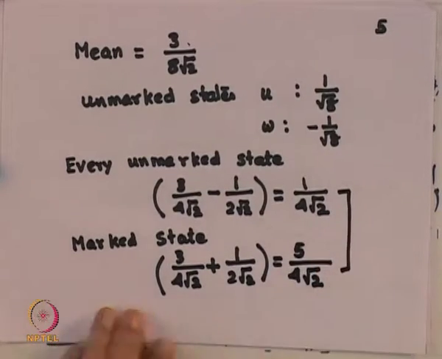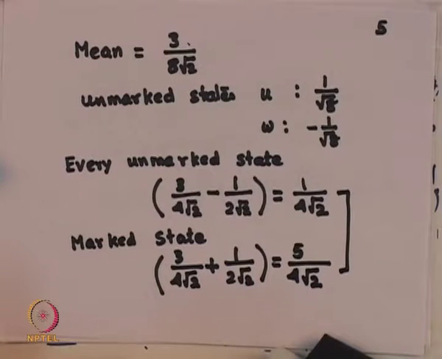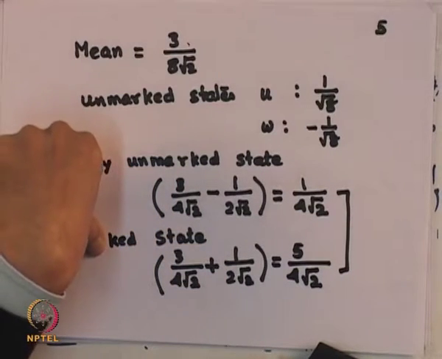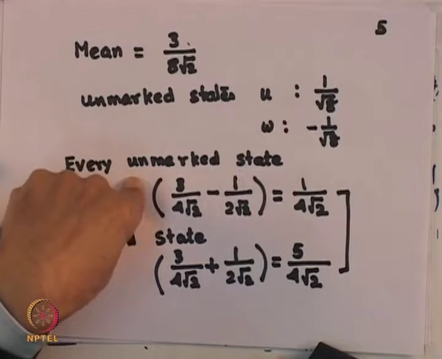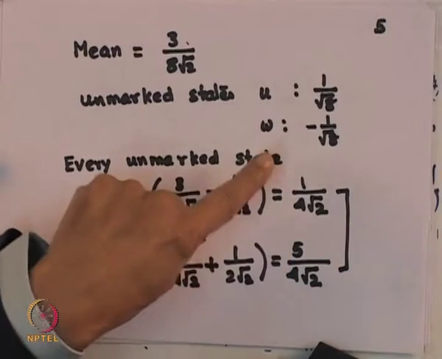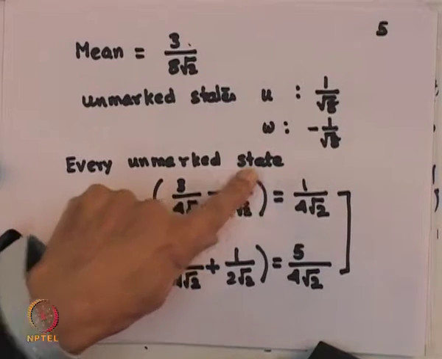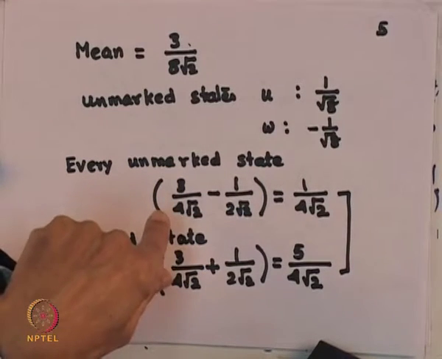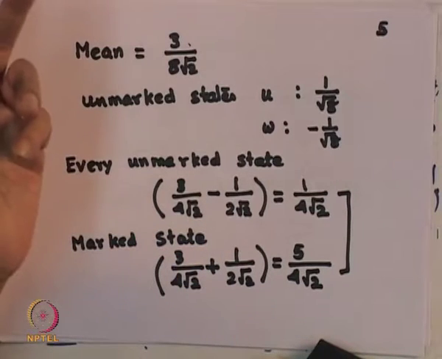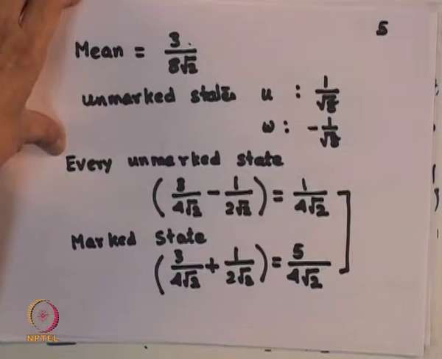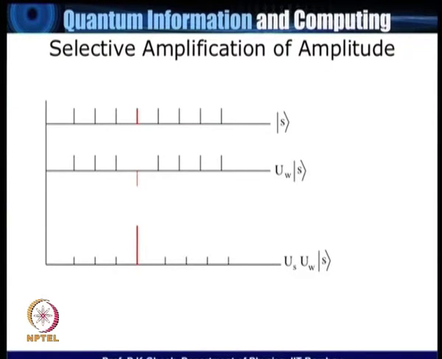Compare these. On comparison of these two, you find that the marked state's amplitude has been amplified so that it is 5 times as much as the unmarked state amplitude, which means the corresponding probability has become 25 times. Now this is what we are calling the selective amplification, and look at the picture here.